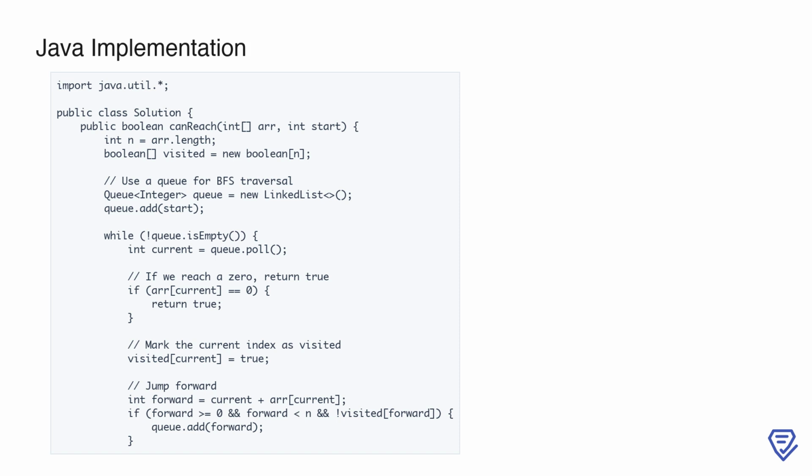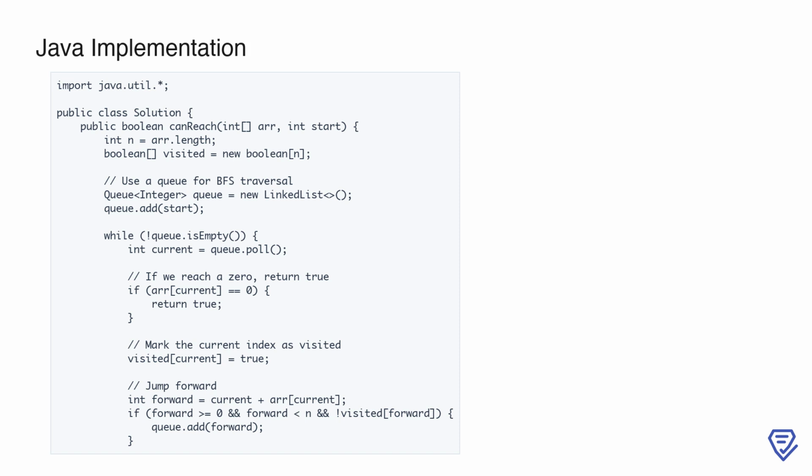Next, we initialize a queue for our breadth-first search, or BFS. BFS is a great choice here because it systematically explores all possible paths from the starting point. We add the starting index to our queue and begin processing it in the while loop. Inside the loop, we dequeue the current index we're examining. If the value at this index is 0, we've reached our goal, so we immediately return true. If not, we mark the current index as visited to ensure we don't revisit it.